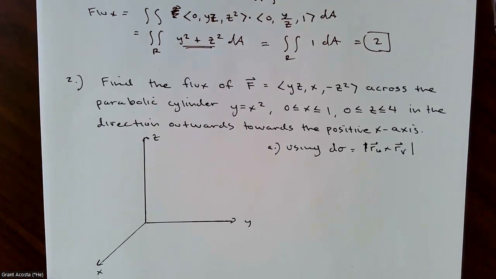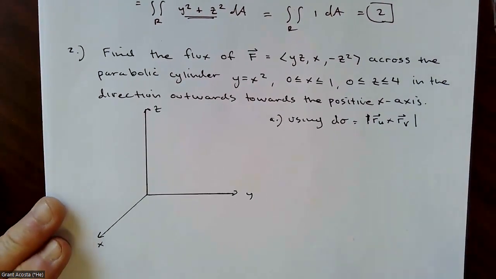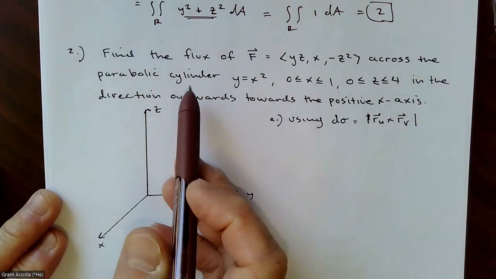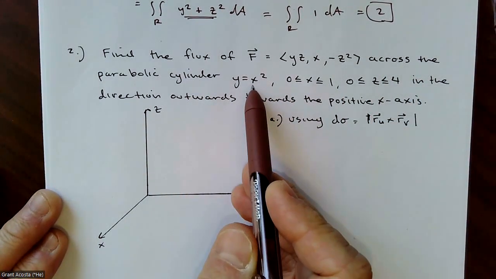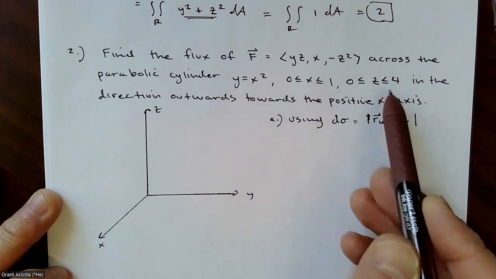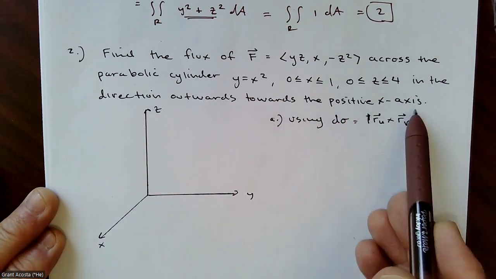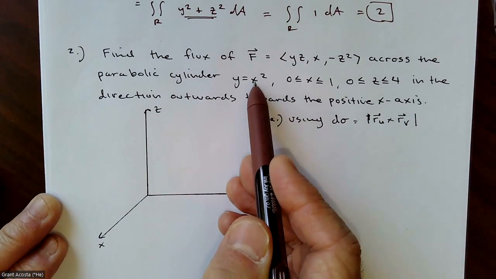Here's another one. Find the flux of y squared, yz, x negative z squared across the parabolic cylinder y equals x squared, where x goes from 0 to 1, z goes from 0 to 4, in the direction outwards towards the positive x-axis. So let's sketch this one.